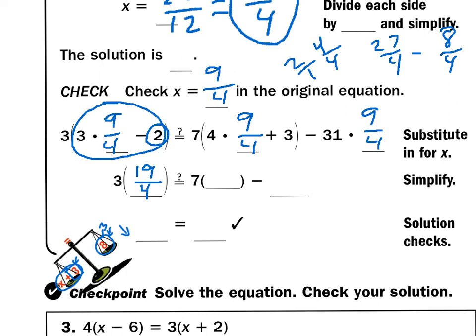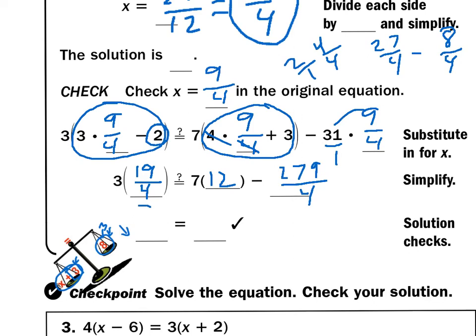And if I take a look at this one right here, this one is really easy because these two 4s cancel out. I end up with 9 plus 3, which is 12. And if I multiply 31 times 9, it's 279/4. Remember, it's 31 over 1 times 9 over 4. All right. On the left side, I have 57/4. On the right side, this is 84 right here.